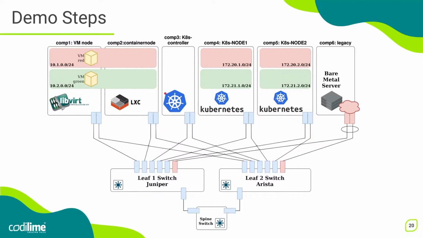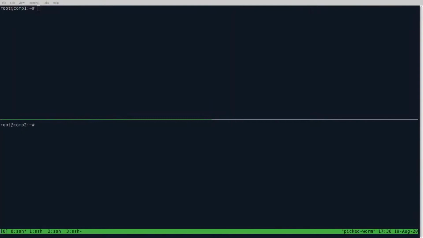So in the first demo, in the first scenario that we show here, we've got only virtual machines configured, and they are running on the comp1 server. We've got VM red here and VM green in the bottom. There are no LXC containers running, there are no Kubernetes pods running at this time. So let's see on the terminal how it will look.